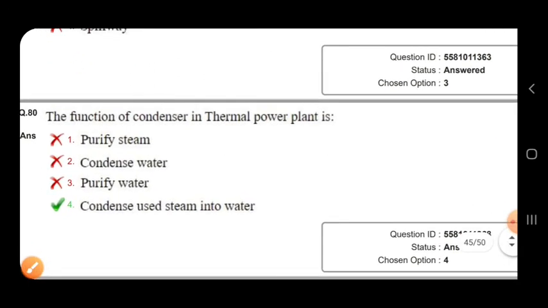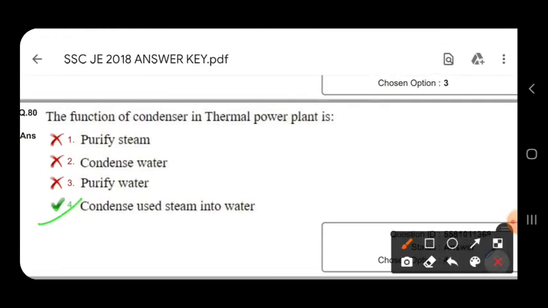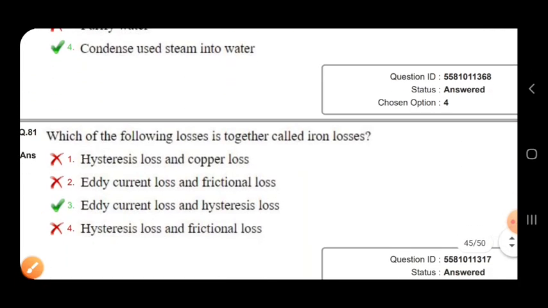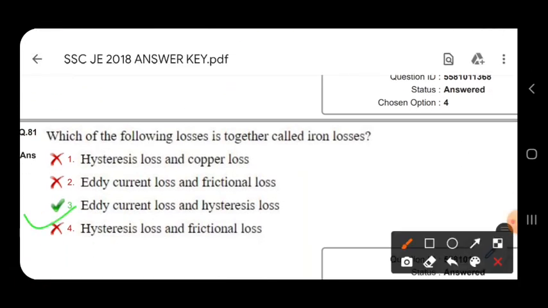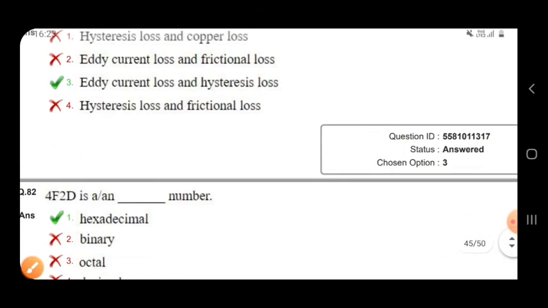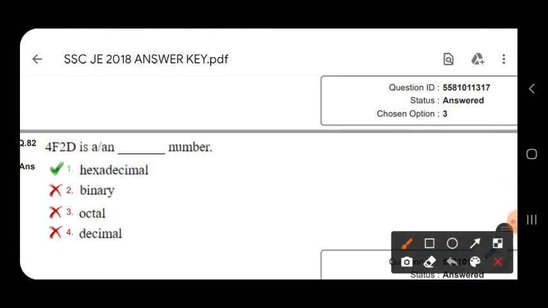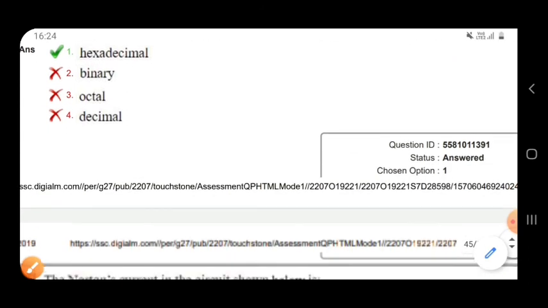The function of a condenser in a thermal power plant is to condense the used steam into water. Which of the following losses are together called iron losses? Eddy current losses and hysteresis losses. So P_i equals P_e plus P_h. 4F2D is one kind of hexadecimal number, digits 0 to 15.